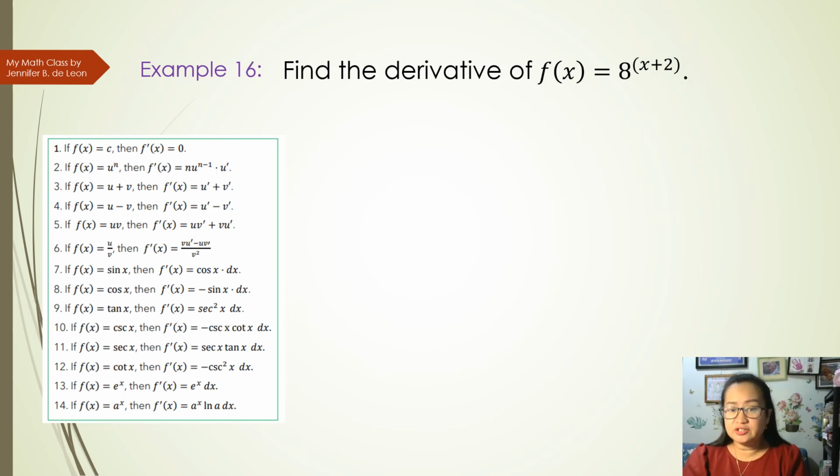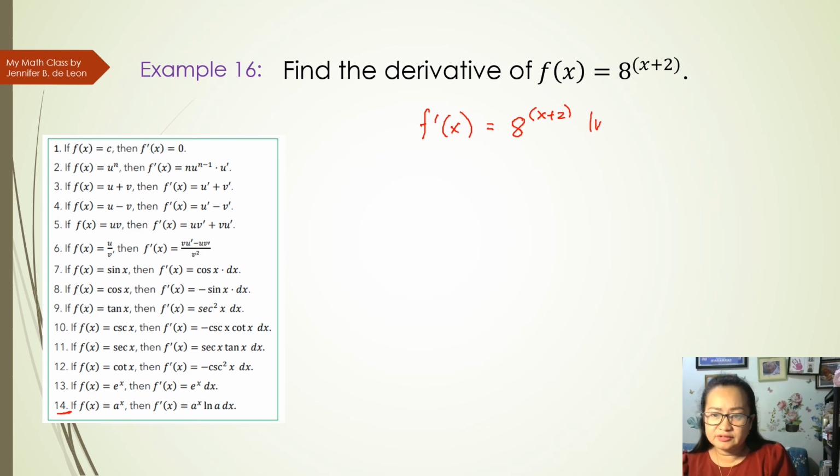Now let's have number 16, our last example for finding the derivative of a given function using differentiation rules. Since we have an exponential function, we shall use rule number 14. If f of x is equal to a raised to x, then f prime of x is equal to a raised to x ln a dx. So here, f prime of x equals a raised to x, meaning we will just copy 8x plus 2, and then we shall have ln a, which is ln 8, then the derivative of x plus 2 is 1. So simplifying, we shall have 8 raised to x plus 2 ln 8.